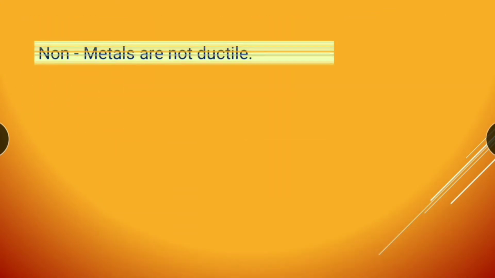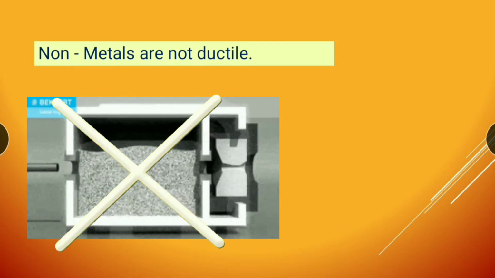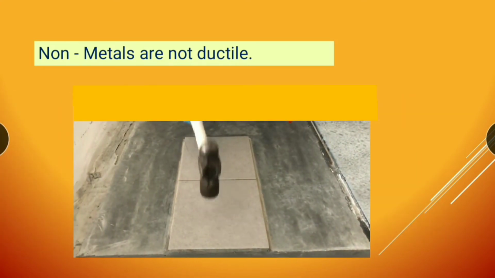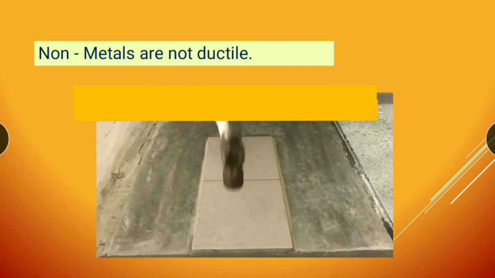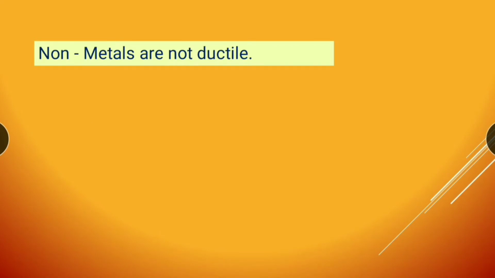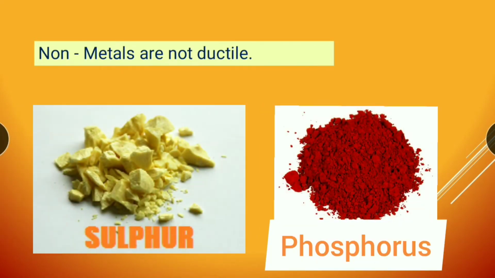Non-metals are not ductile. This means that non-metals cannot be drawn into wires. They are easily snapped. For example, sulfur and phosphorus are non-metals and they are not ductile. When stretched, sulfur and phosphorus break into pieces and do not form wires.